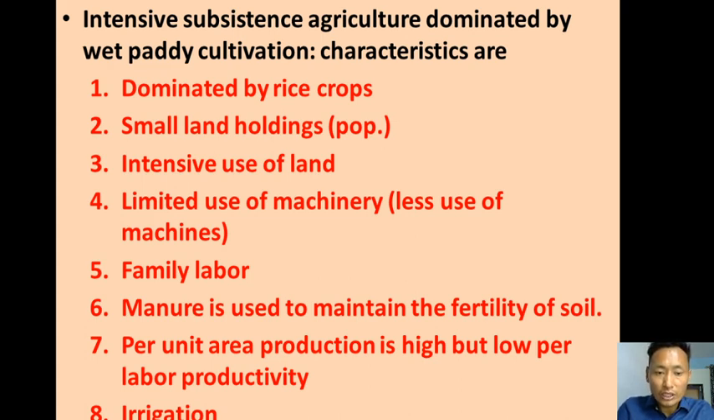Per area production is high because they are cultivating two or more crops in the same agricultural land, and they are using irrigation apart from rainfall. Intensive subsistence agriculture dominated by wet paddy is mostly practiced in regions receiving high rainfall during the monsoon season. Apart from rainfall, they also use irrigation to grow rice, because rice is a water intensive crop. So these are the characteristics of intensive subsistence agriculture dominated by wet paddy cultivation.